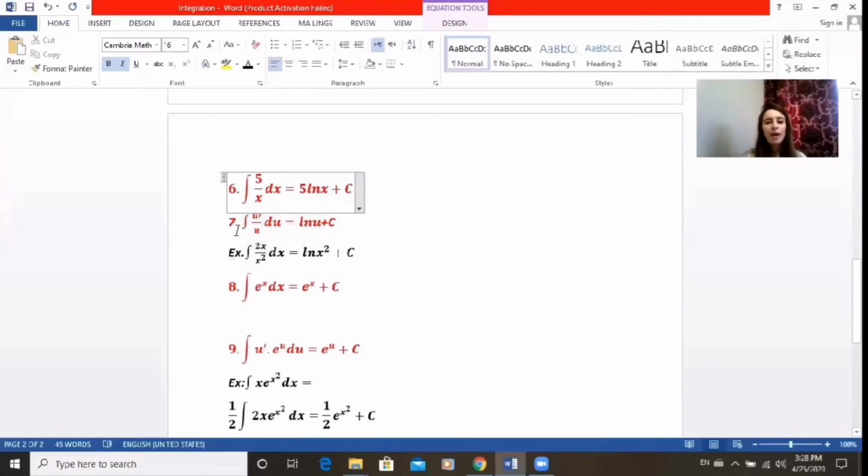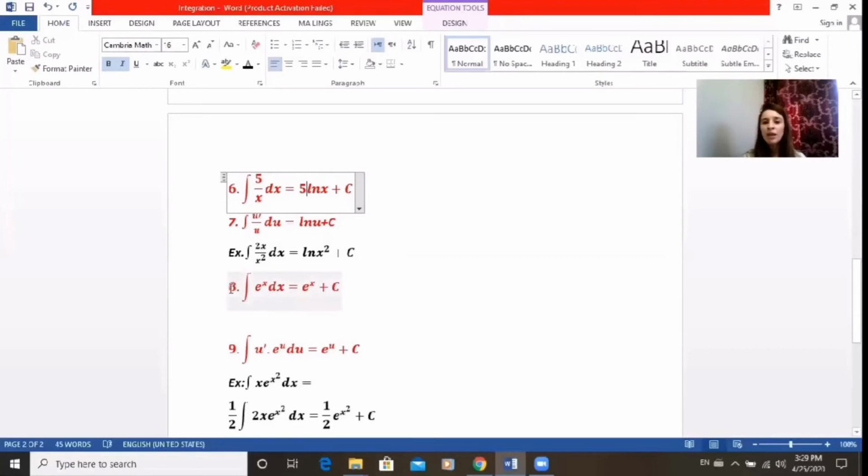Now if you have u prime over u, the general rule, you will get ln u plus c. Let's take this example, integral of 2x over x squared dx. As I told you, if you have a fraction, think of u prime over u. So let's take u as x squared. What is the derivative of x squared? It's 2x. Do we have 2x here? Yes. It follows this rule, so the answer is ln x squared plus c. Clear? These rules are so easy. You just have to memorize them, and it's going to be easy to solve.